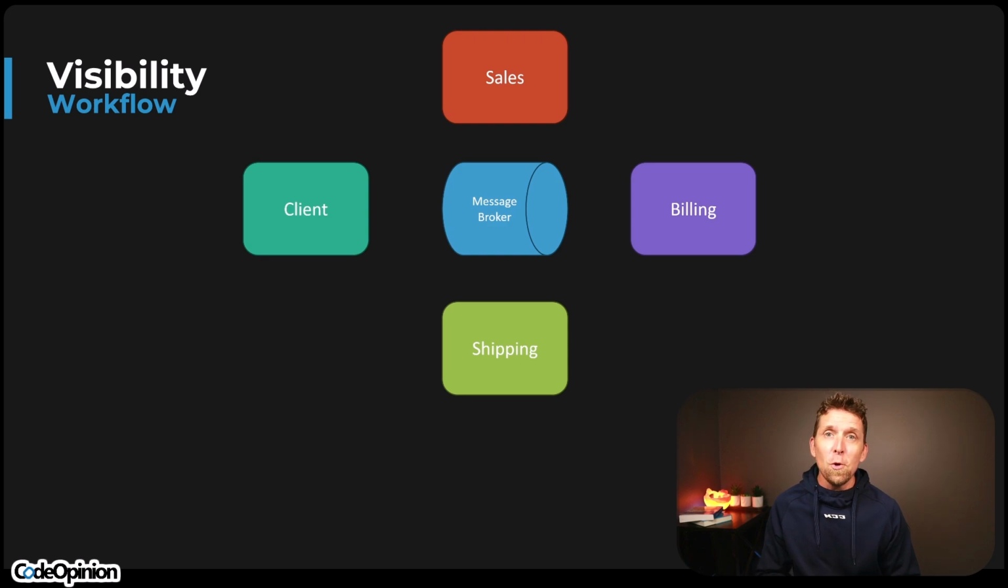Now we're gonna let shipping know that it has to get its part of the bargain here and create a shipping label. So shipping gets that message, it picks it up, it has to send a reply so that sales knows at this point, okay, our entire workflow is complete. How do we possibly get any visibility into that workflow?